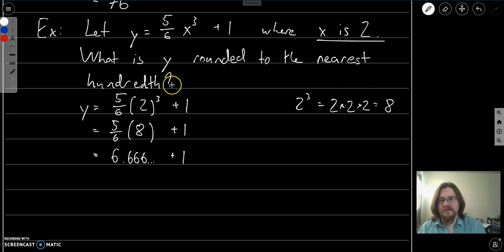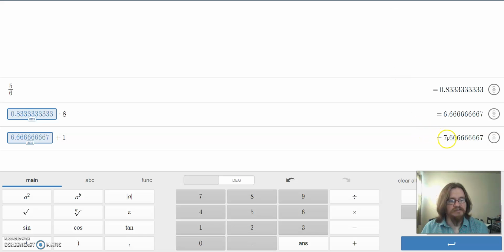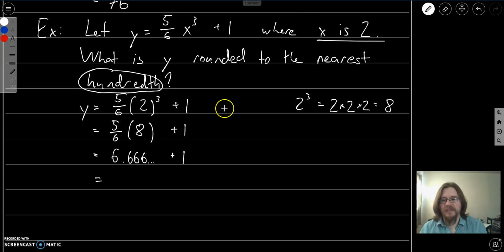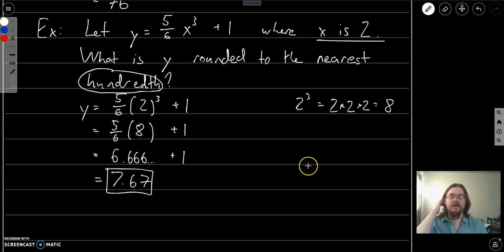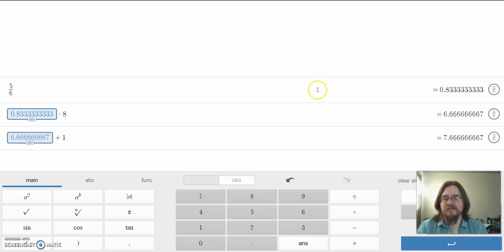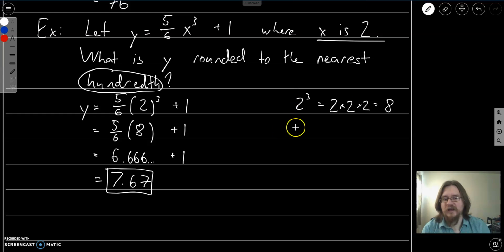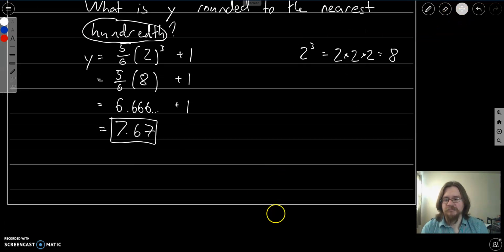But our question asks us to round it to the nearest hundredth. So when I do that, I'm going to take 7.6, and then I have to look at the next digit, and because it's 5 or bigger, I round up. So this is going to be 7.67. So here is my answer. I like the calculator. Desmos does everything that I really need it to. This is a good option.